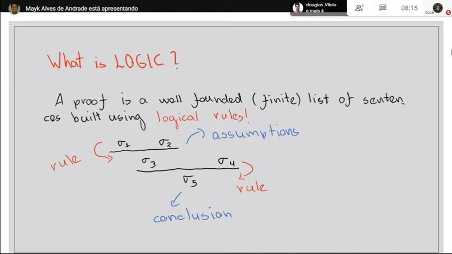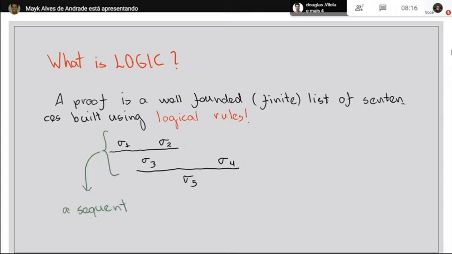It is well founded because we have to begin somewhere, and it is finite, at least in parentheses, because it must end, right? A proof must end, but there are some kinds of logic that accept infinite lists of sentences, infinite proofs. So just some terminology that I might refer to somewhere. This is called a sequent, right? And this is also called a sequent. So a proof is just a list of sequents that are built using logical rules.